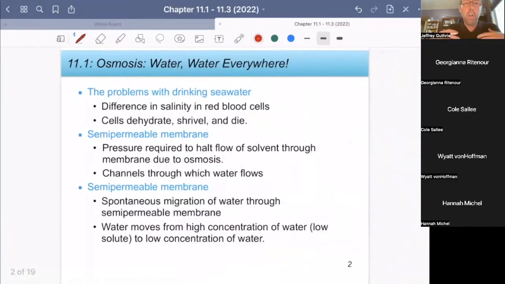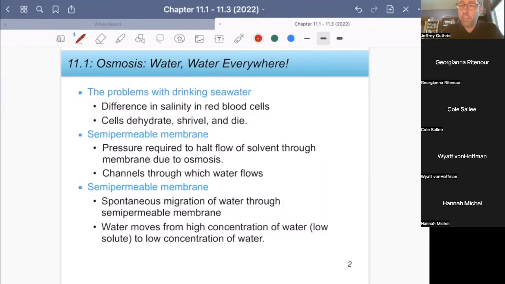Okay, so in your textbook, when it starts talking about osmosis, it talks about why it's a bad idea to drink seawater. You think, if you're in the ocean, you've got lots of water there, so why is it a problem if you drink that water? Why do you essentially dehydrate when you drink what you think is water? But the problem with seawater is that it has a whole bunch of salt in it.